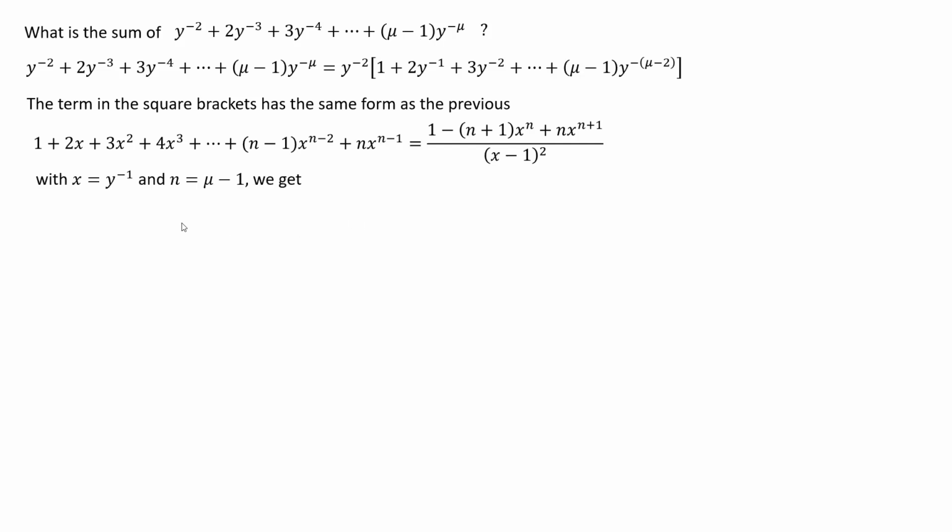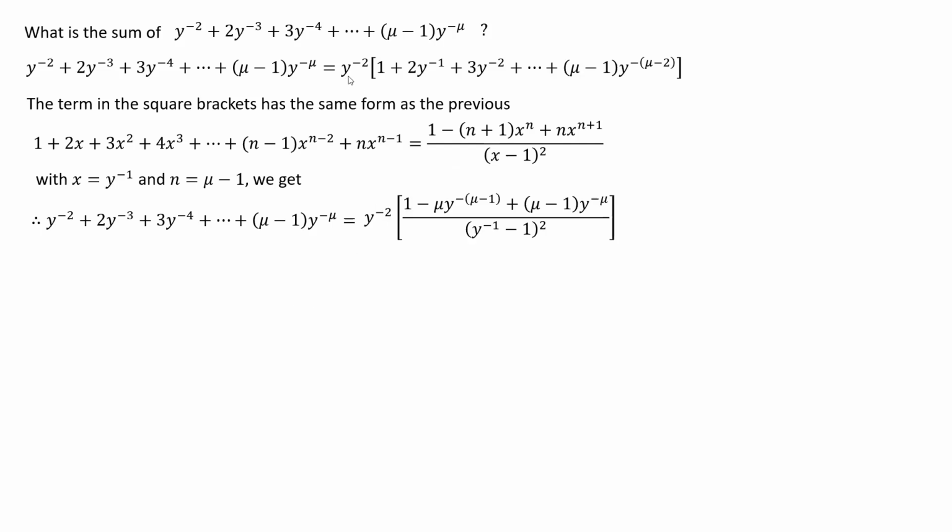Right? So if x equals y to the negative 1 and n equals mu minus 1, that is the substitution we need to make. If we do simply that, we get the sum of this. So y to the negative 2 and all of that stuff is y to the negative 2, which I factored out. And for the stuff inside the square brackets, applying what we just talked about, the similarity between the two equations, this is what we would have. 1 minus n plus 1. N plus 1 is simply mu, so that's why I have a mu.